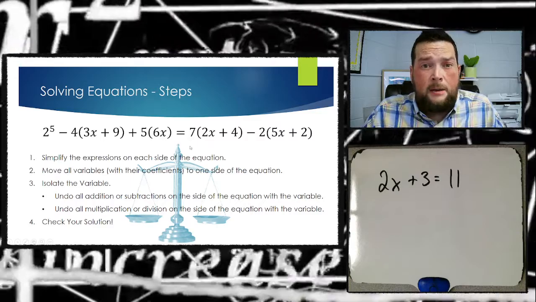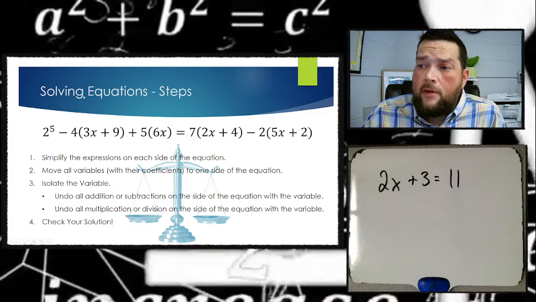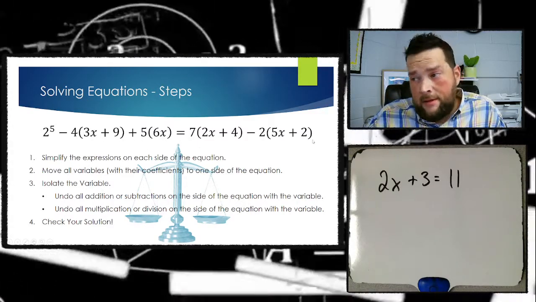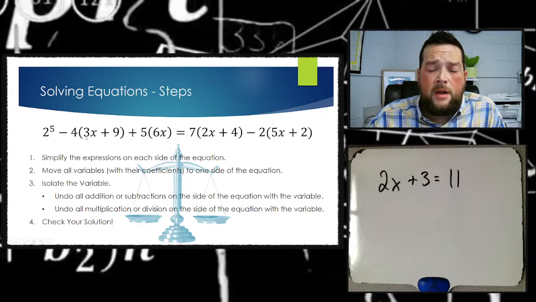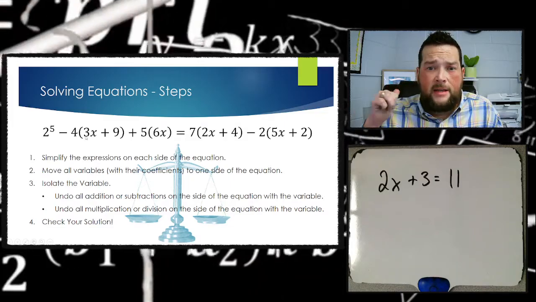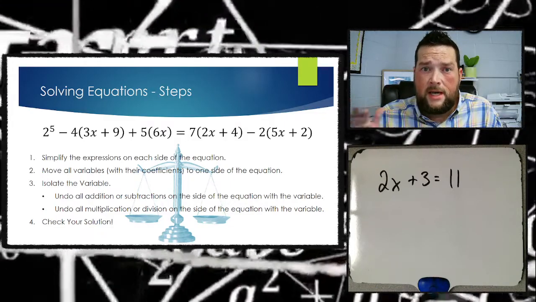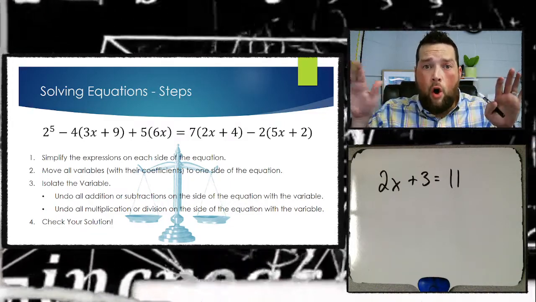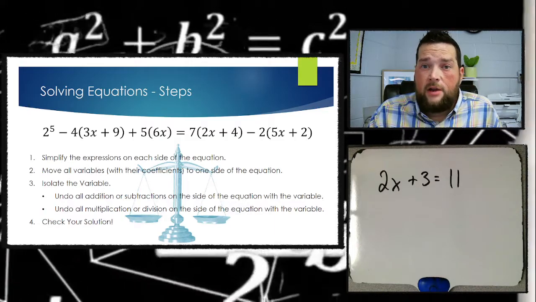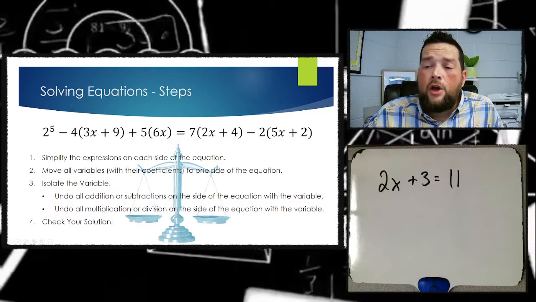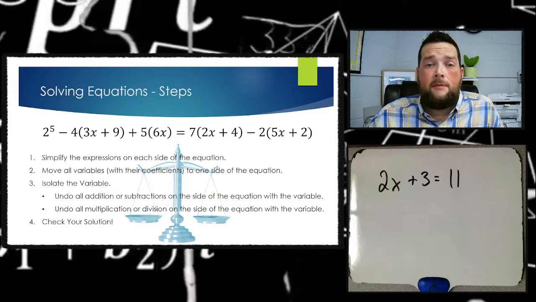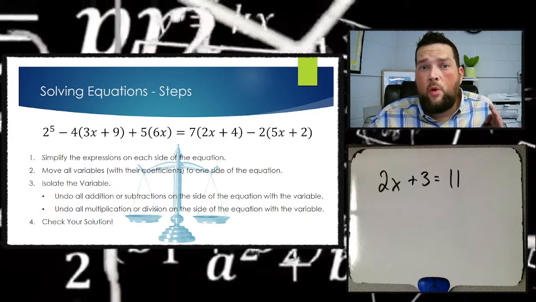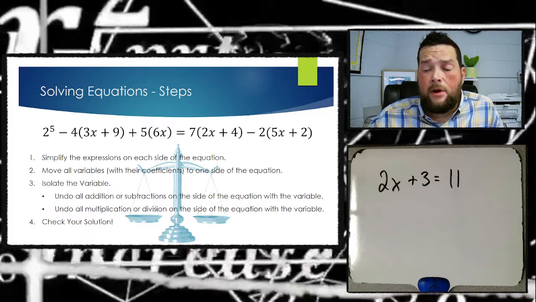So the steps for solving equations, like this pretty big equation up here, don't worry about that, are: first, you've got to simplify your expressions on both sides of the equation. Then you've got to get all the variables to one side of the equation. And then third, you have to isolate the variable. That means to get the variable by itself. That is the objective when you're solving equations.